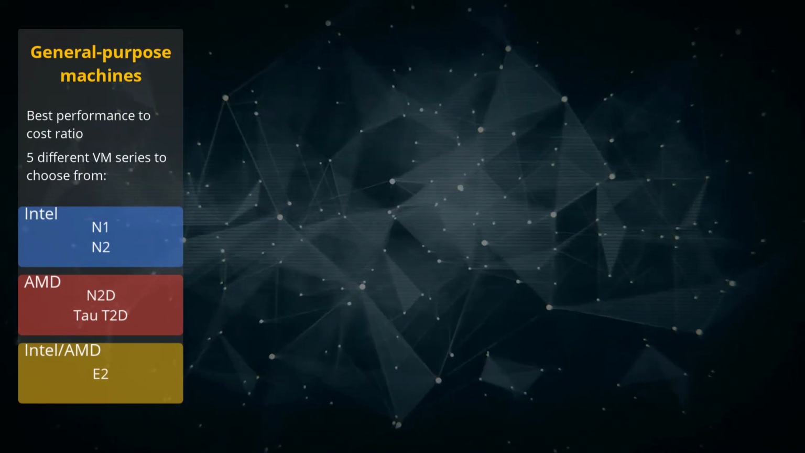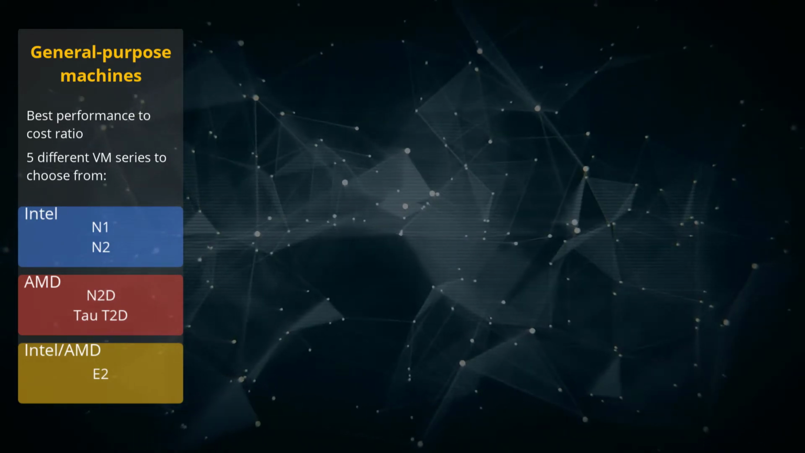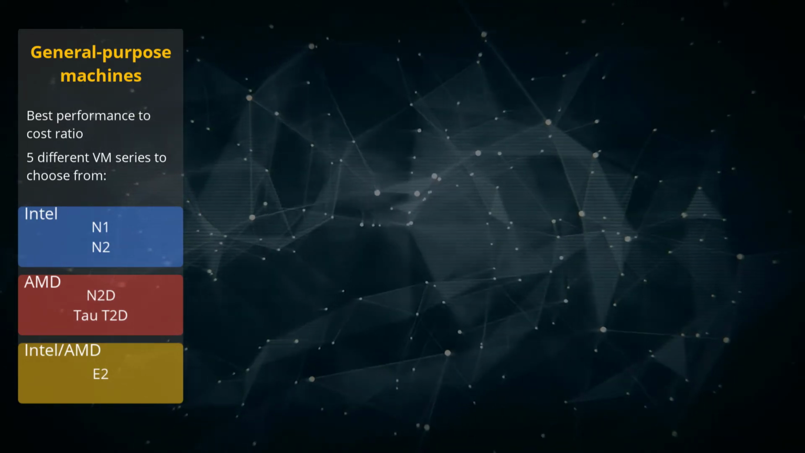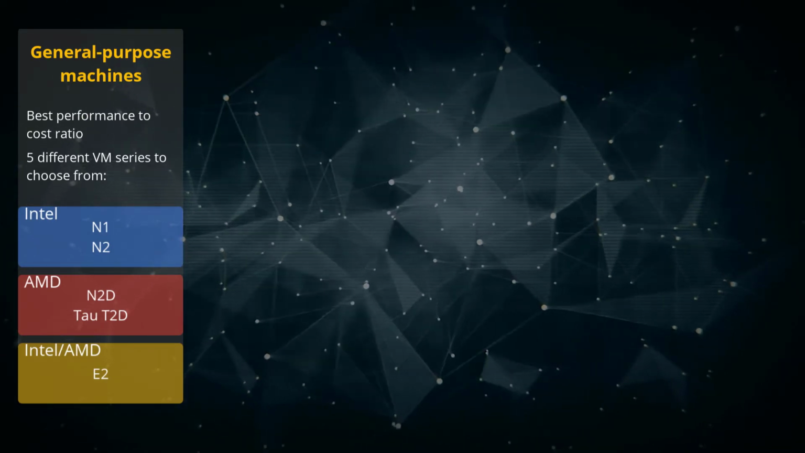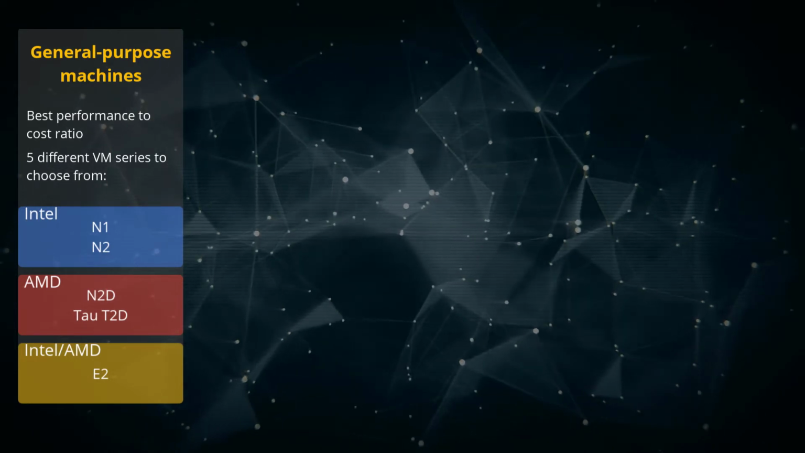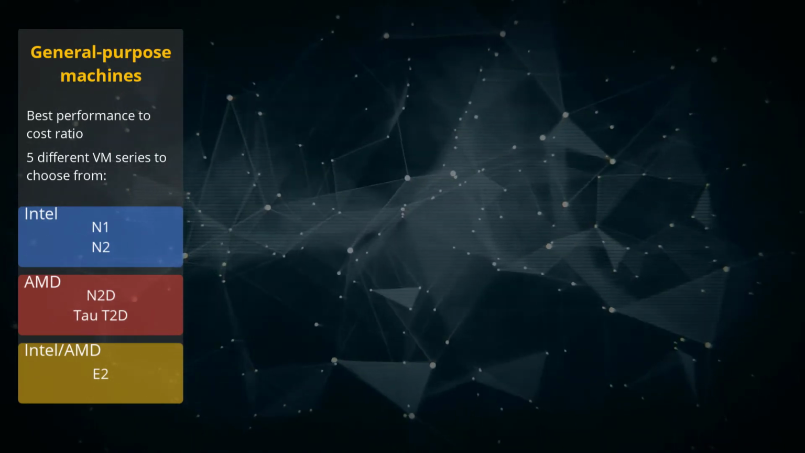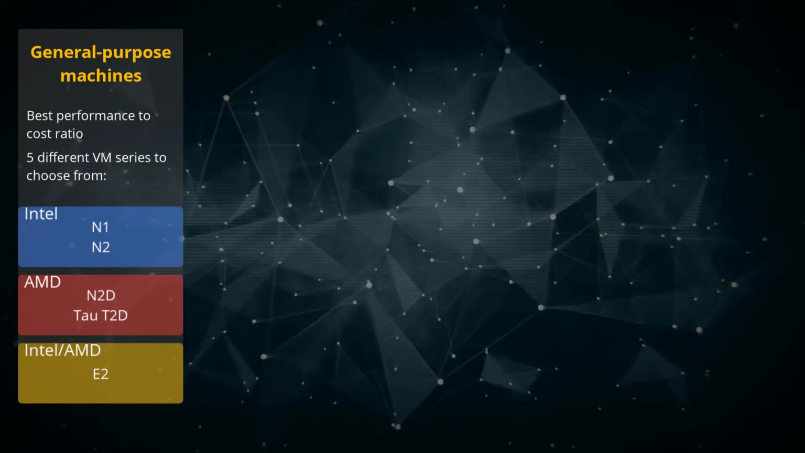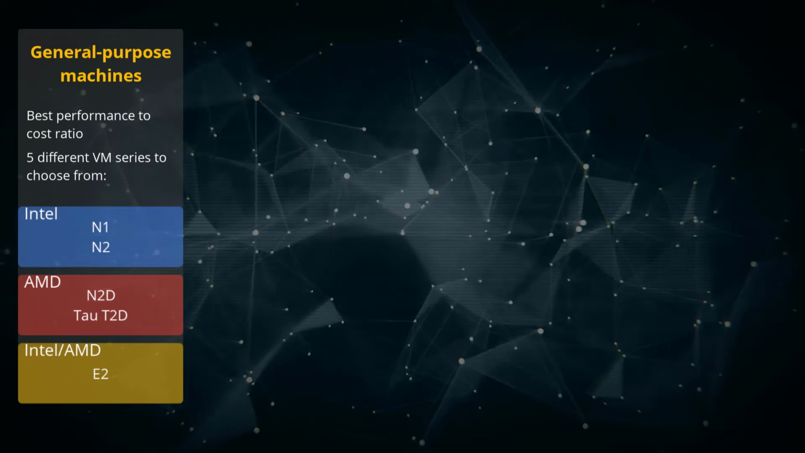The next one is N2D VMs. These VMs are running on AMD platform, and they will offer you up to 224 vCPUs with 8GB of memory per vCPU. These are the ones that will offer you balanced performance and cost. Basically, they are about 13% or 10% less cost compared to the N2 family.